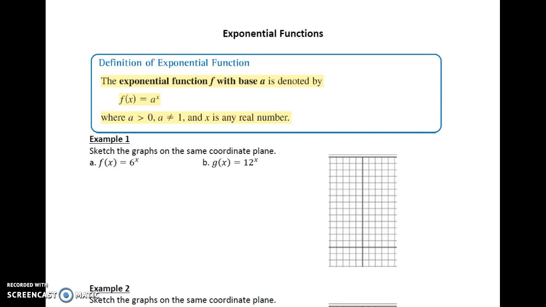The definition of an exponential function, as you can see on the screen, is any function denoted by a to the x power, where a has to be any positive number not equal to 1, and x is any real number. Right away we go into an example with sketching, but let's talk about this definition just very briefly.